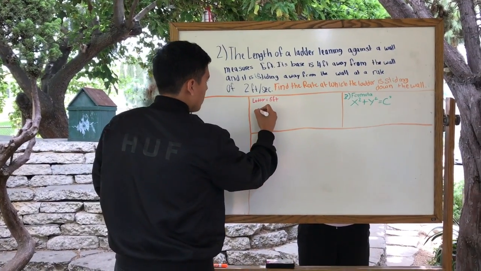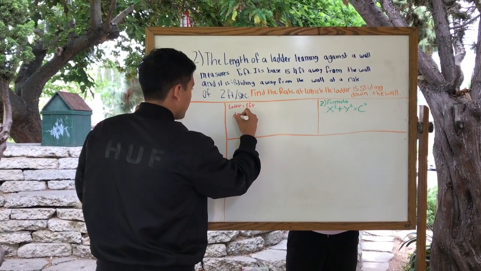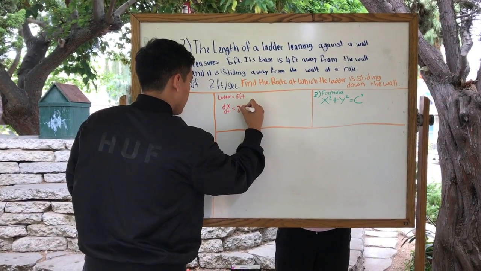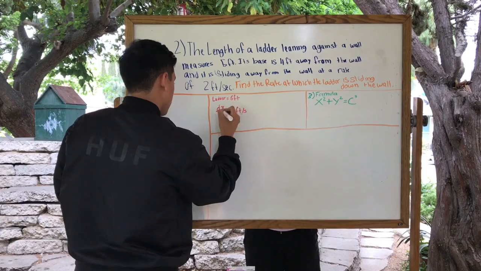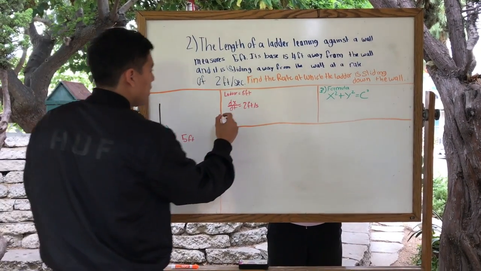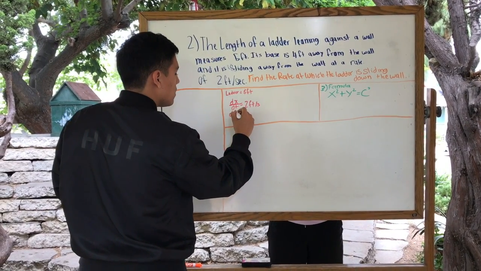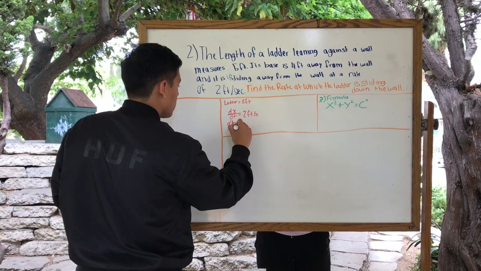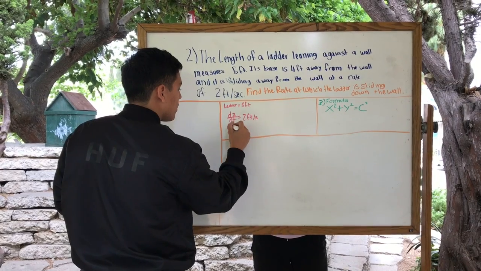That the rate dx/dt is equal to 2 feet a second. And we're trying to find dh/dt, or dy/dt, sorry.